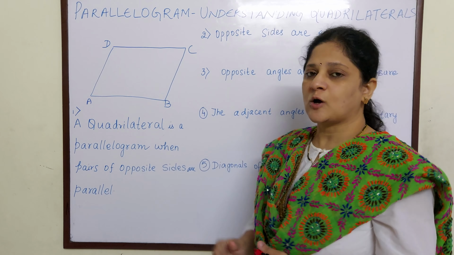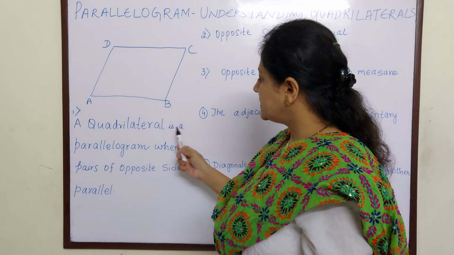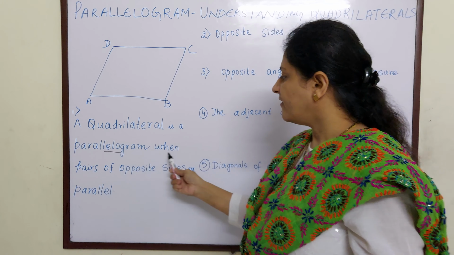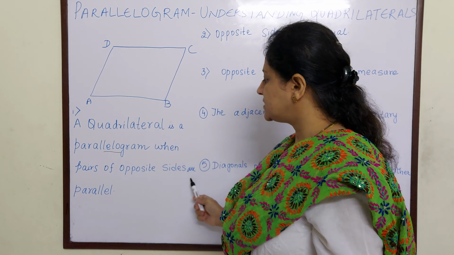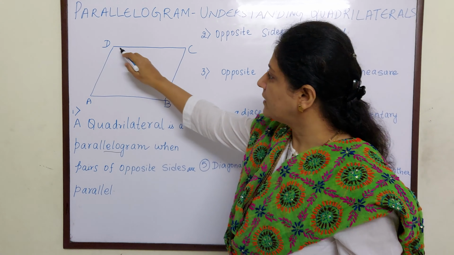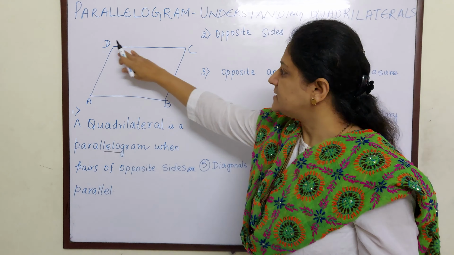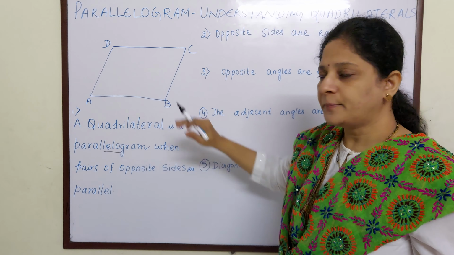Now why is this called a parallelogram? Because a quadrilateral is a parallelogram when pairs of opposite sides are parallel. That means the opposite sides. Now here what is the opposite side to DC? It is AB. That means DC and AB are parallel.